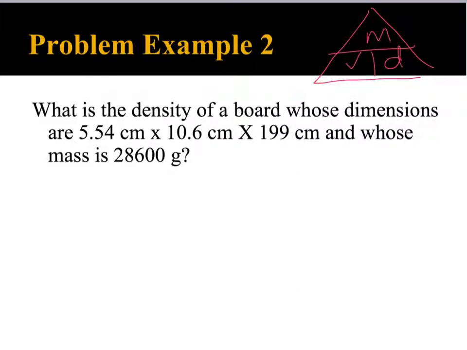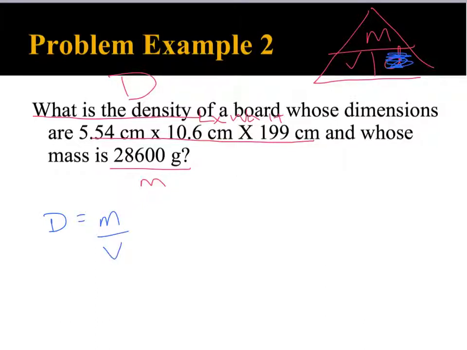And this problem says, what is the density? So we're looking for D of a board whose dimensions are, so it's giving us dimensions, so we have a length times a width times a height, and it gives you the mass right there. Okay, so again, first step. The first step, remember, is what's the formula I use? So I cover up density in the triangle, and the formula I'm going to use is D equals M over V. Okay, so there's step 1.